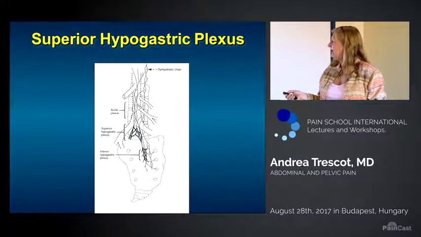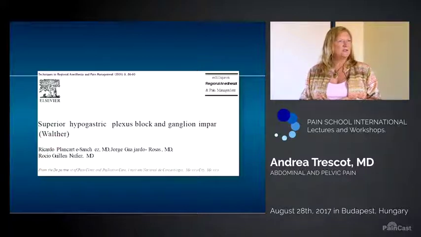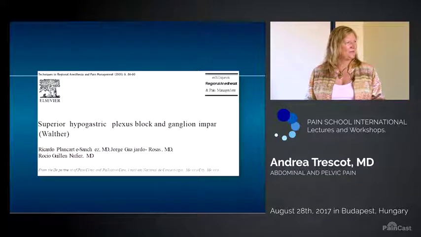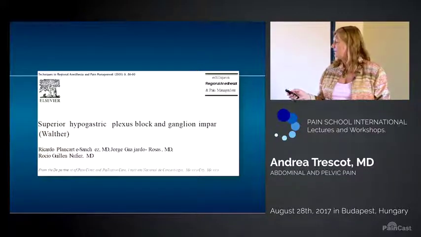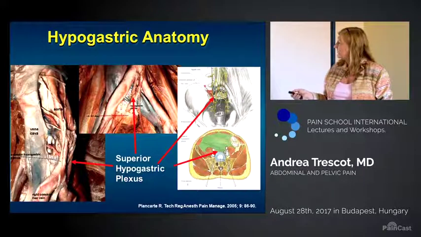The superior hypogastric is the extension then of this sympathetic chain coming anterior to the vertebral body of L5. It was originally described by Riccardo Plancarte, and if you're at the meeting later this week, you'll get a chance to meet him. He's supposed to be coming. This was described in the early 1900s, but he started putting it together for these techniques in 2005. And these are his slides.